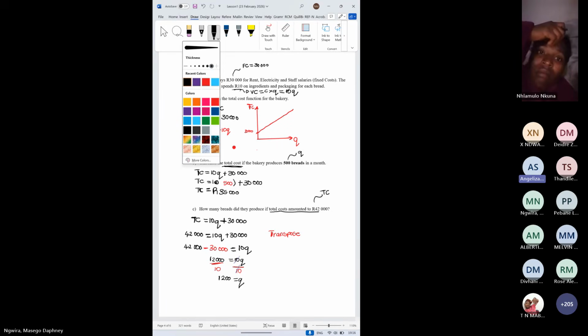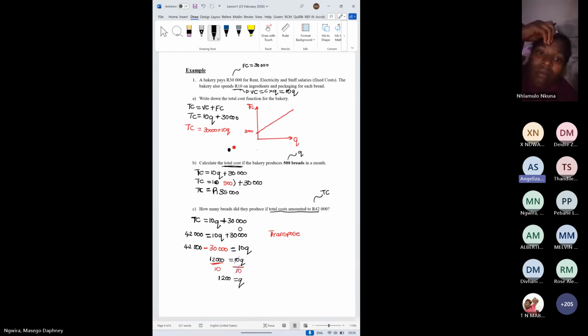Can I ask a question, please? Yes. In this question here for number C, the constant, which is the 10 rand for the ingredients, are you always going to use that amount to divide by? Whatever amount that might be, it can be 50 or 100 or whatever, in order to get your final answer. Yes, always. Okay, thank you.